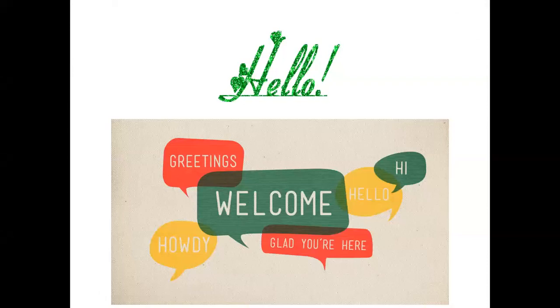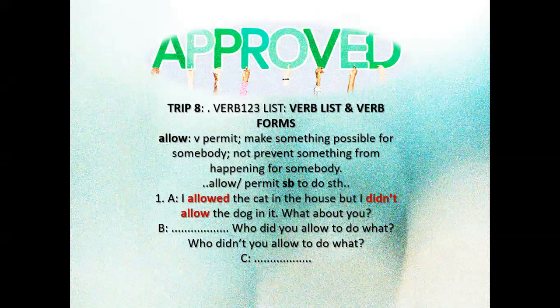Hello everybody, and welcome again. So this is trip 8, and it's about verb 1, verb 2, verb 3, and list of verb forms. For example, allow as a verb, it is regular. It just takes ed at the end of it for both the second and the third form. Allow means permit, make something possible for somebody, not prevent something from happening for somebody. So allow somebody to do something, or permit somebody to do something, give somebody permission to do something. In simple past tense, the second, and of course the third form, is allowed.